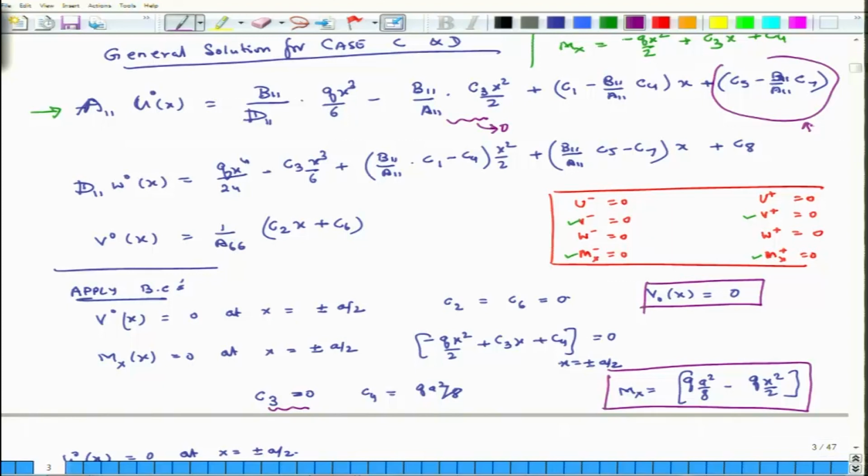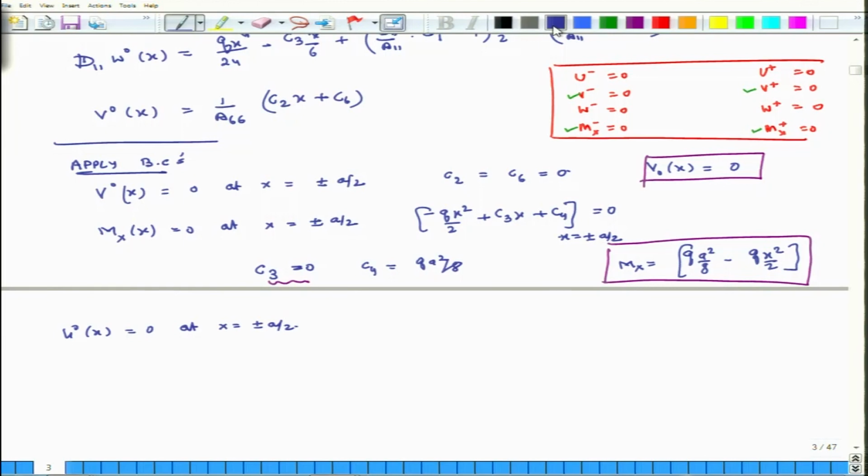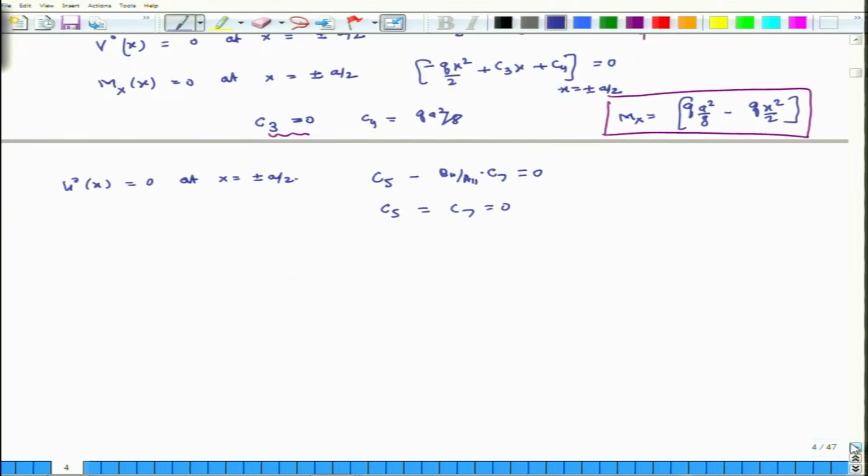So, if we implement these conditions and do the math, essentially what I will do is I will directly write the relations. So, what it means is that C5 minus B11 over A11 times C7 is equal to 0, okay. And that can happen, and the other thing which comes out is that C5 is equal to C7 is equal to 0. So, this is what you get.